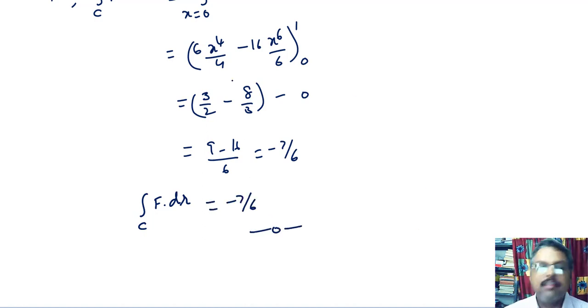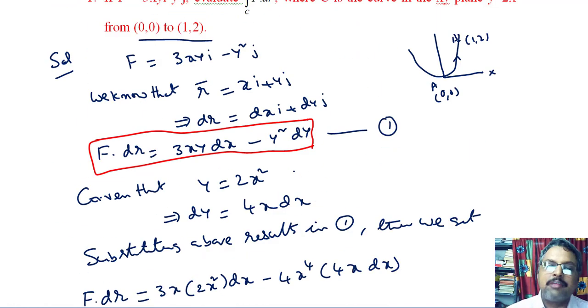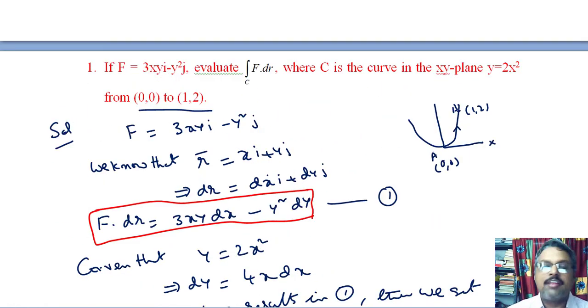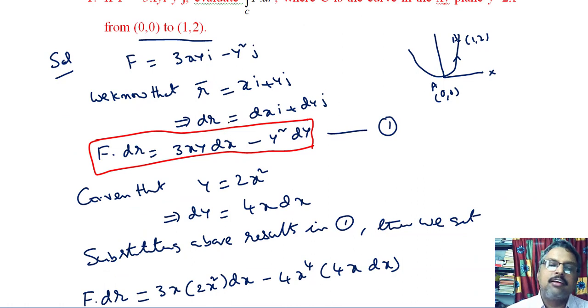Okay, I will repeat again. In this problem, I will explain only one problem. In the next class, we will discuss more problems. If F equals 3xy i minus y square j, evaluate integral F dot dr, where C is a curve in the xy plane, y equals 2x square, from the point 0, 0 to 1, 2. Now we know that r bar equals x i plus y j, dr equals dx i plus dy j. Now F dot dr equals 3xy dx minus y square dy.